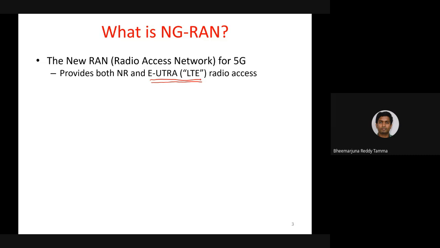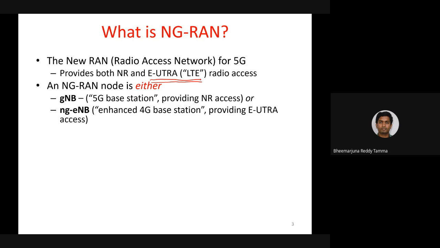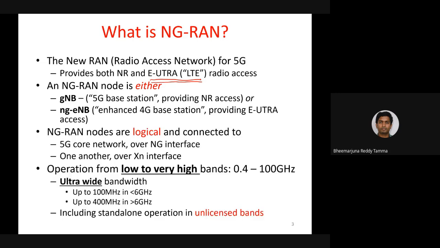That way you can see how 3GPP is making operators very comfortable in extending their existing 4G networks as they go towards 5G deployments, with different migration options. An NG-RAN node can either be a gNodeB, as I was mentioning, or a next generation eNodeB, which provides 4G or enhanced 4G radio access. These NG-RAN nodes are all logical nodes, so 3GPP talks about them at the functionality level.